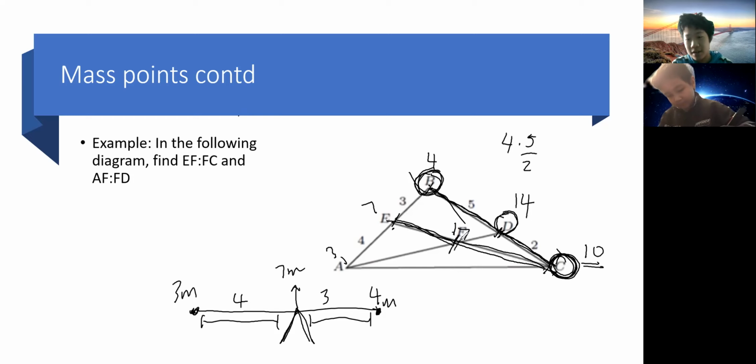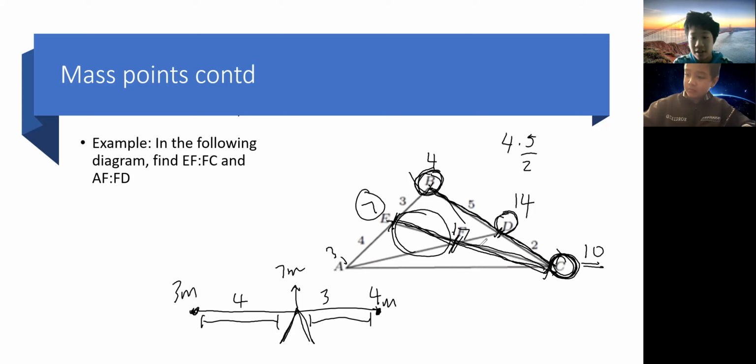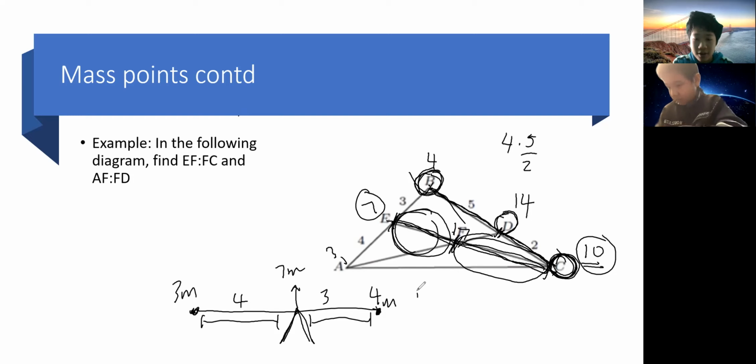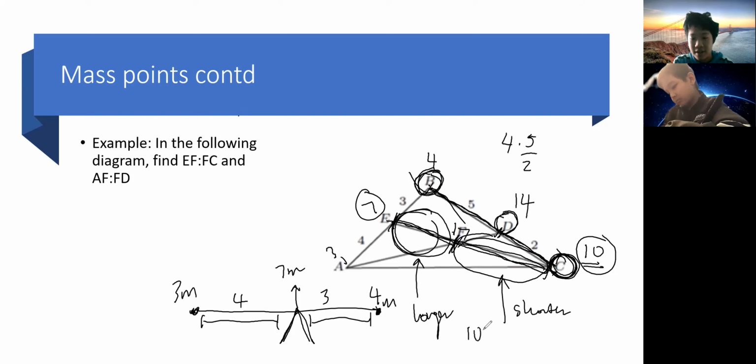If we pretend this is a seesaw, this side has to be longer because it has a mass of 7 on this side. This one has to be shorter. And the proportion those have with each other is 10 to 7, right? The ratio of the lengths is equal to the ratio of the masses, because that's how you would balance it. So if we say this is x, then this one is 10 over 7x, right? So what is EF to FC?